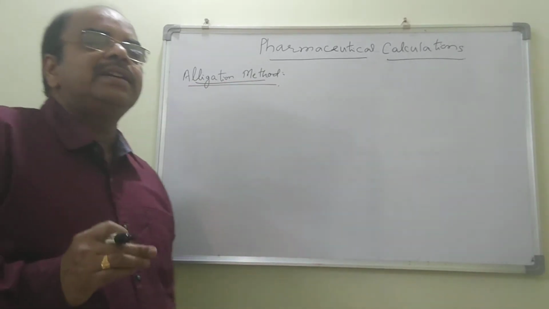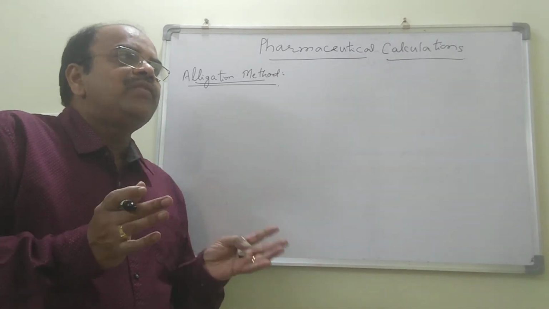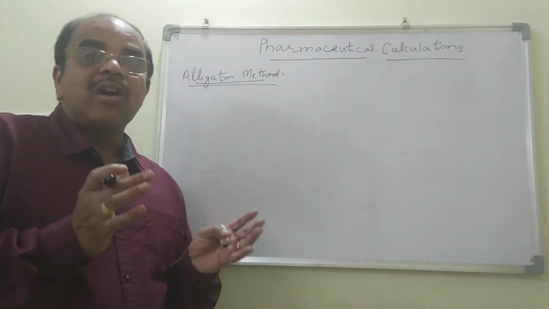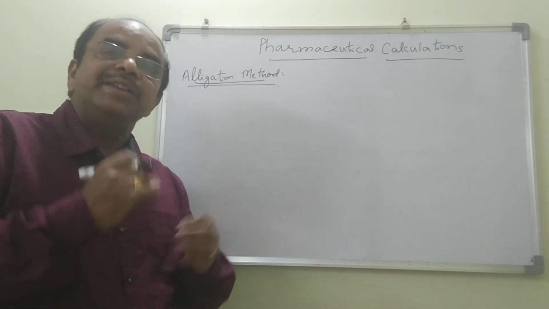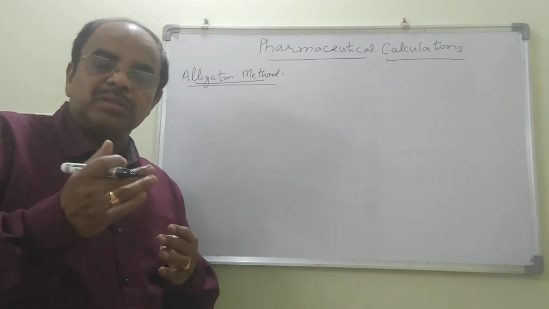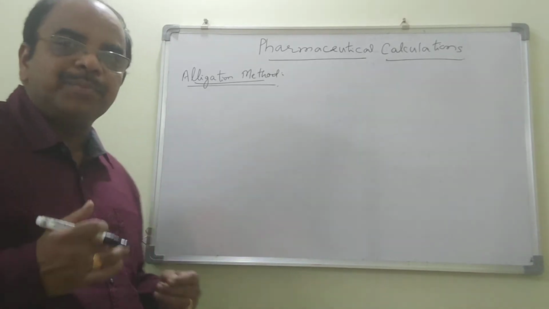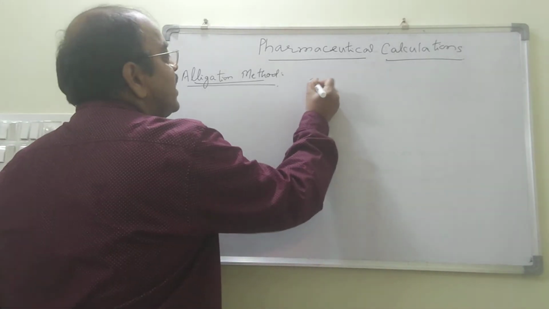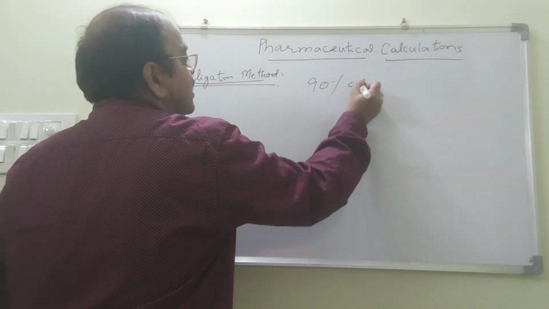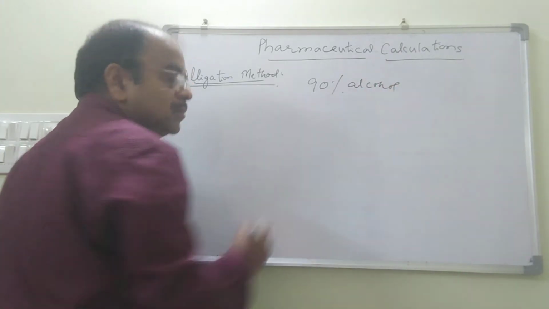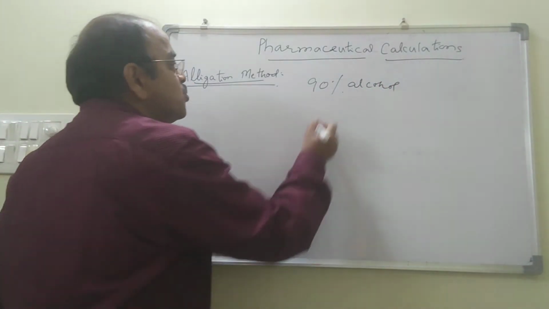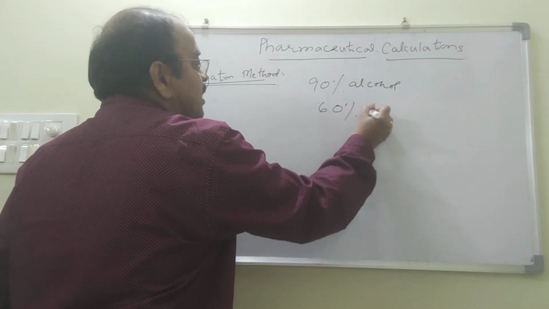Here, in this method, we have been given a strong, concentrated solution. We have to dilute it using a suitable solvent. What is the calculation for that? That we'll see now. For example, you have been given 90% alcohol. Using this, you have to prepare 60% alcohol.